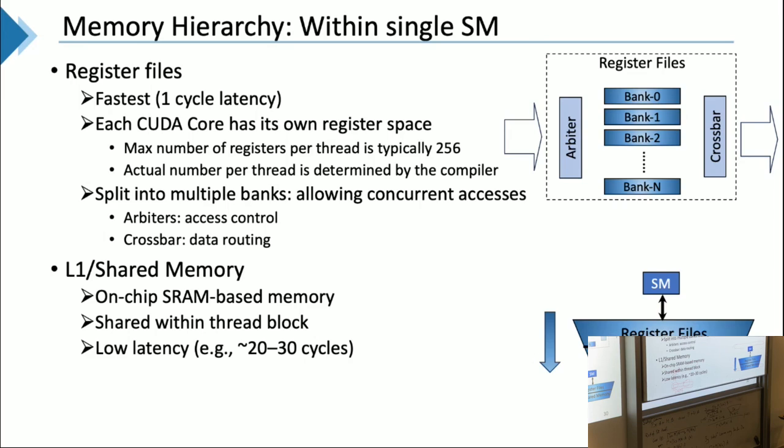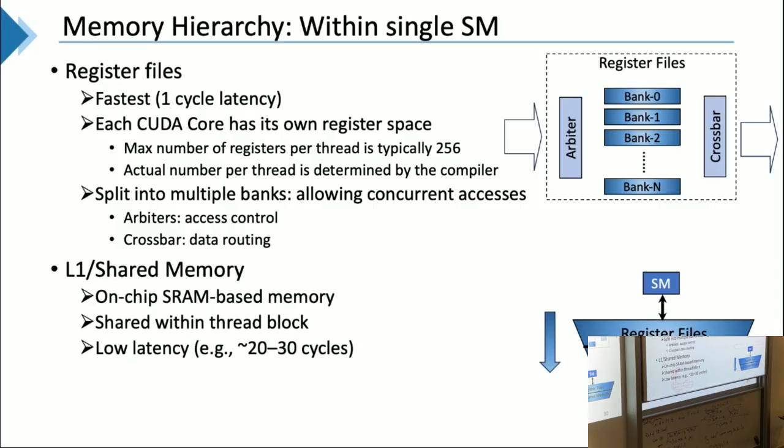This is the register files, and also for the L1 cache, which we also call shared memory, they are on-chip SRAM-based memory. Remember, last week we introduced that SRAM gives you fast access, but it's more area expensive compared with DRAM, right? SRAM is 6 transistors, and DRAM is 2. This SRAM is shared within the thread block. This is very important. Please keep this in mind.